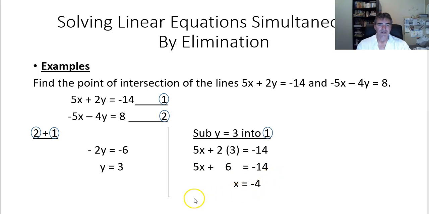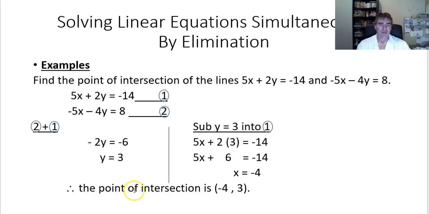All right, so let's finish it off. We want the point of intersection. So our concluding statement is the point of intersection is negative 4, 3. So remembering when we're writing a point, a pair of parentheses, or brackets if you like to call them, separated by a comma. X value first, then our y value. And we've now finished that example.